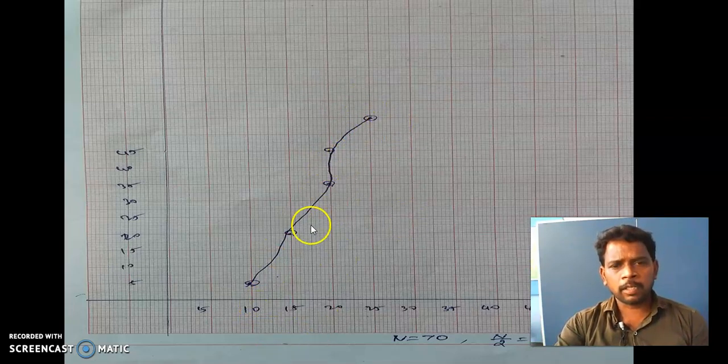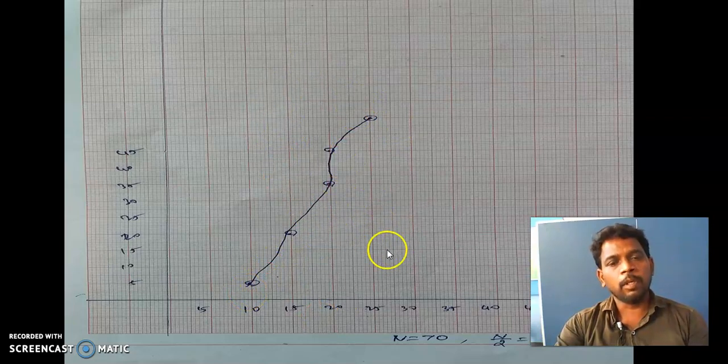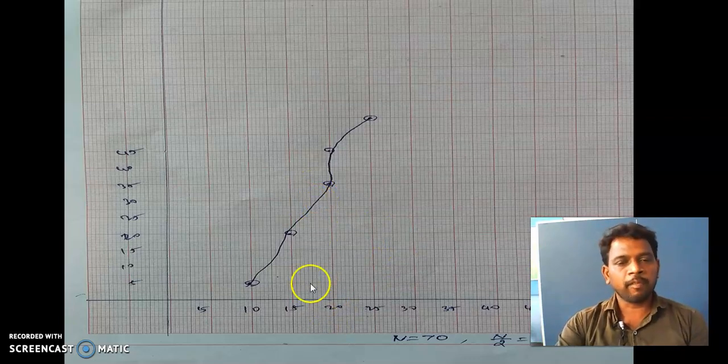Because here there is no intersection point. Suppose one more curve is there, means an intersection point will be available. From that point we can draw the vertical line to the x-axis and we can find out the median. But here only one curve is there, therefore there is no intersection point also. So how can you find out the median from this less than ogive, right? So listen here.